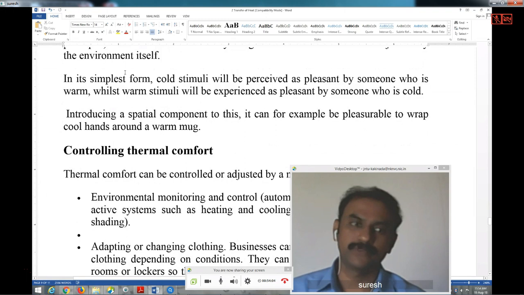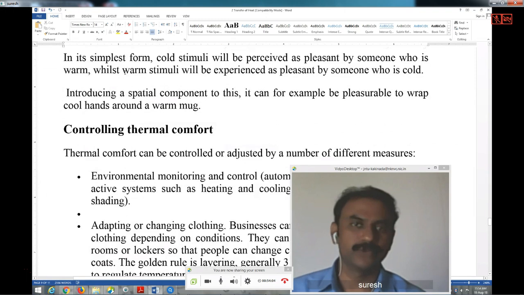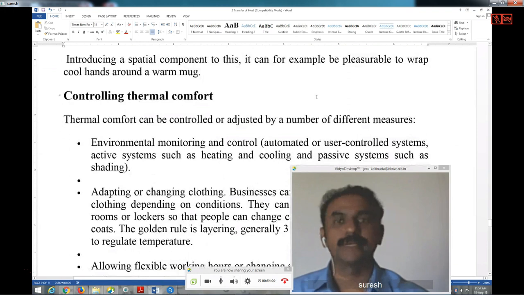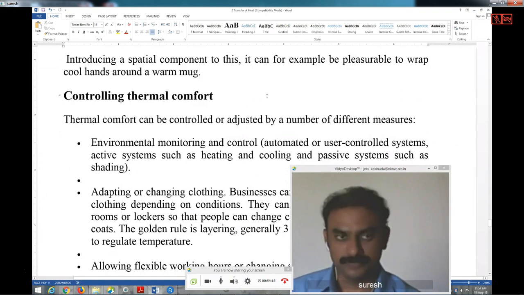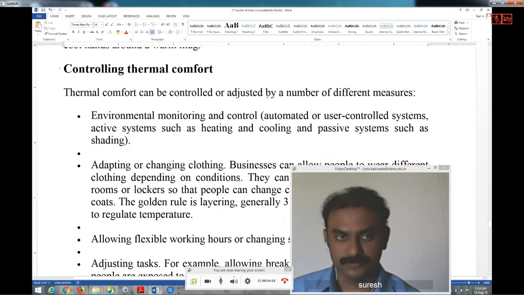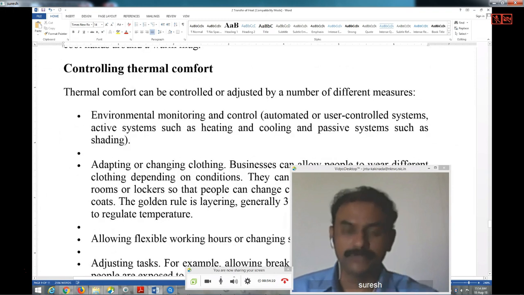Then introducing a spatial component to this, it can, for example, be pleasurable to warm up or cool hands around a warm cup. Just as we take a cup of tea or a cup of coffee to warm up our body when we are feeling this cool sensation.